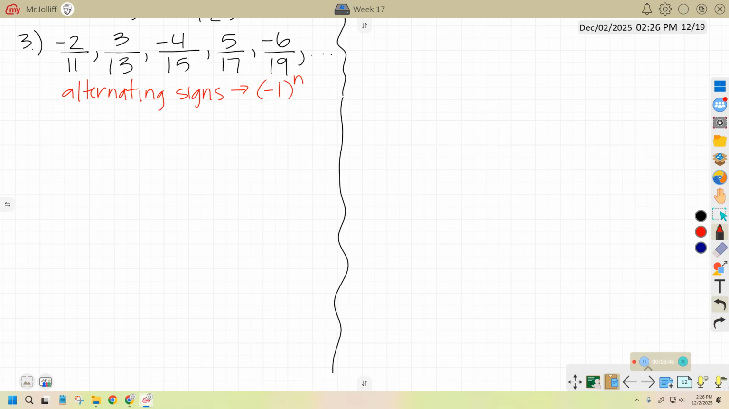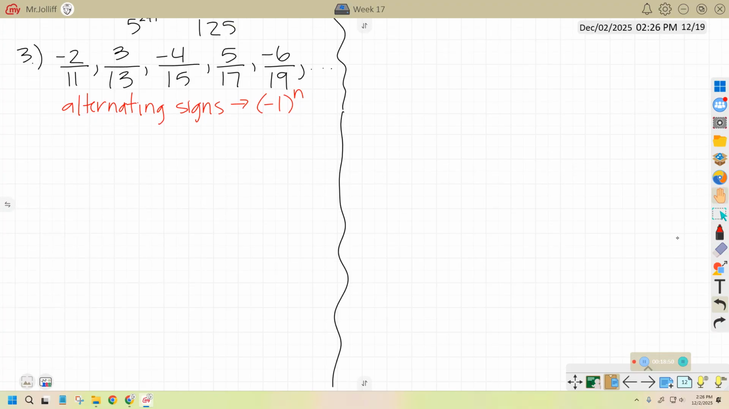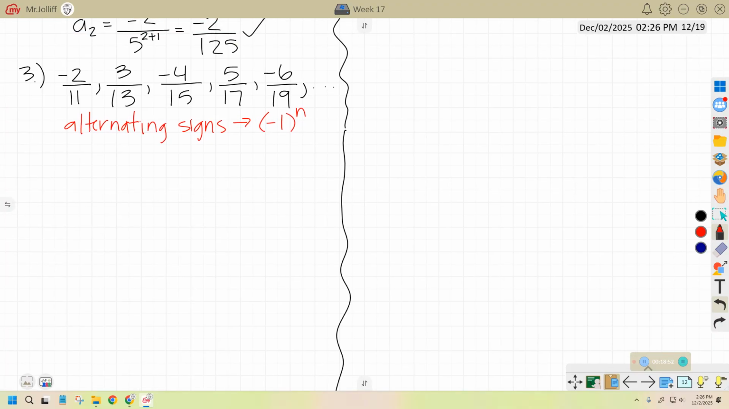Good. What else do we see in those fractions? Ignoring the sign, we've taken care of the sign. What else do we see? Denominators. What are the denominators doing? Denominators are increasing by 2 each step. Good. What about the numerators?